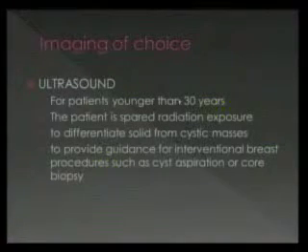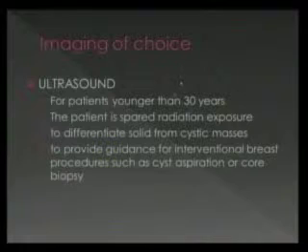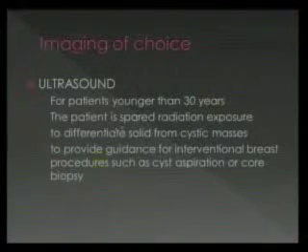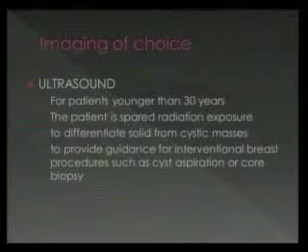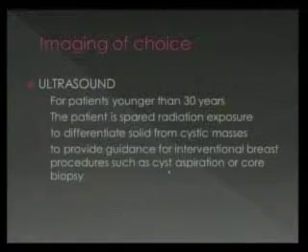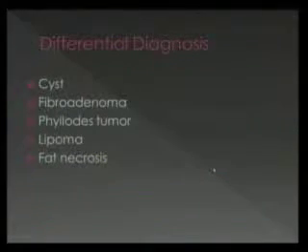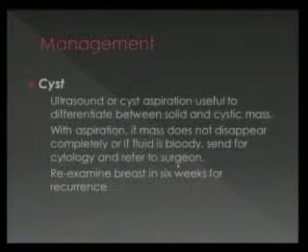Ultrasound is beneficial for patients, especially under 30 years of age. The patient is spared radiation exposure. It differentiates between solid and cystic masses. It also provides guidance for any kind of interventional biopsy or aspiration needed. The differential diagnosis for this patient is going to be a cyst and a fibroadenoma, the 2 most common. Your least common are going to be phyllodes, lipoma, and fat necrosis.